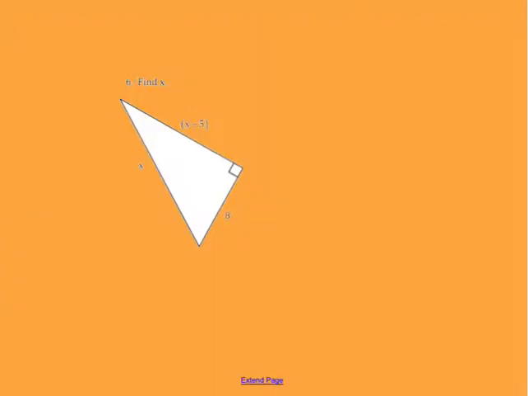Next, let's take a look at this problem right here. We're going to use the Pythagorean theorem. So here are my legs. I have x squared plus 8 squared is equal to x minus 5 squared.